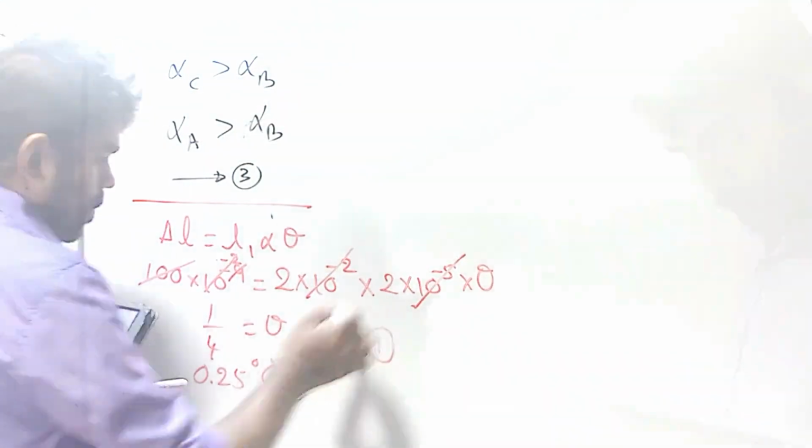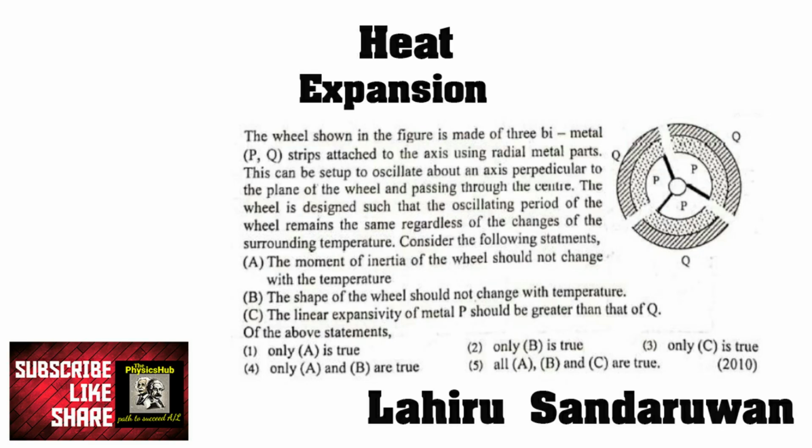Then the answer is 1. The wheel shown in the figure is made of 3 bimetal PQ strips attached to the axis using radial metal parts. This can be set up to oscillate about an axis perpendicular to the plane of the wheel and passing through the center. The wheel is designed such that the oscillating period of the wheel remains the same regardless of change of surrounding temperature.